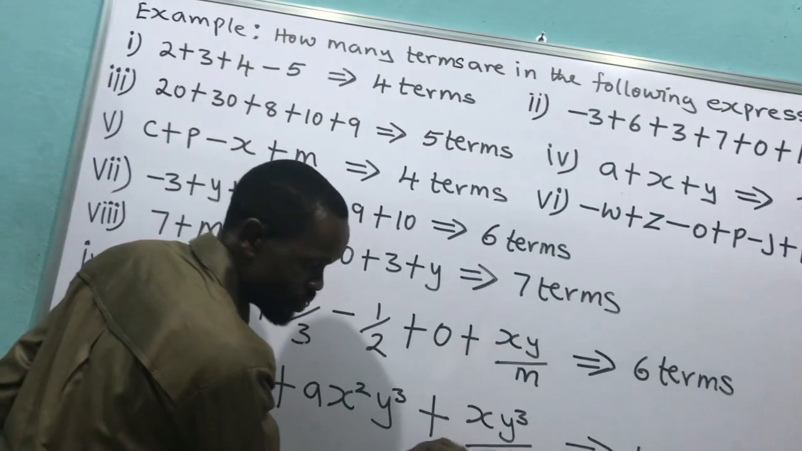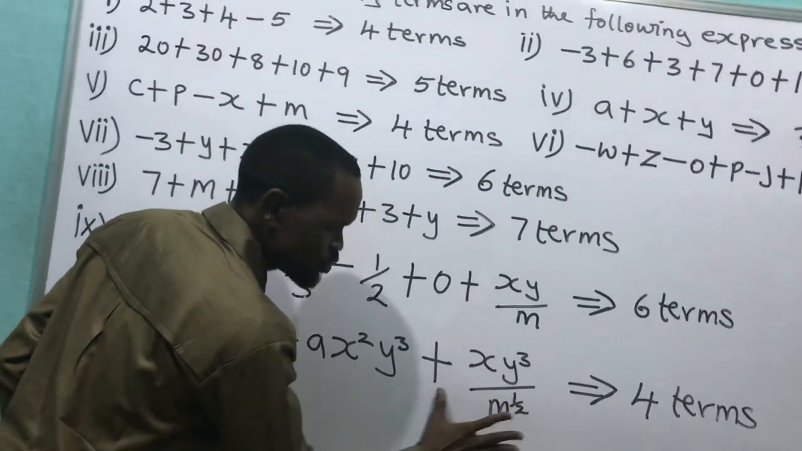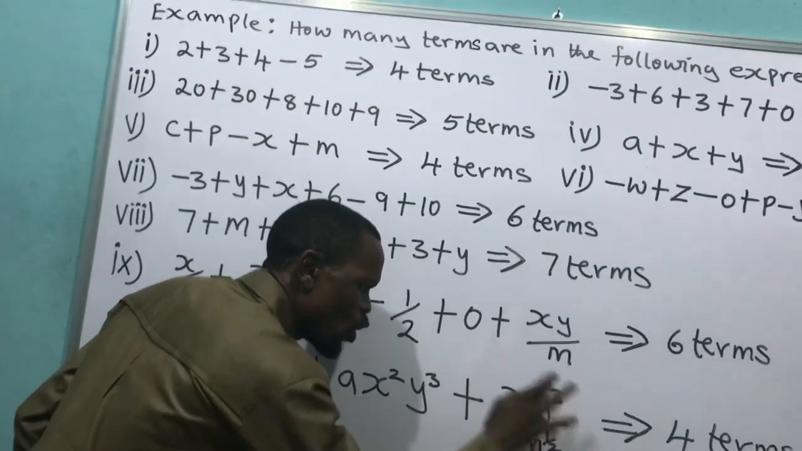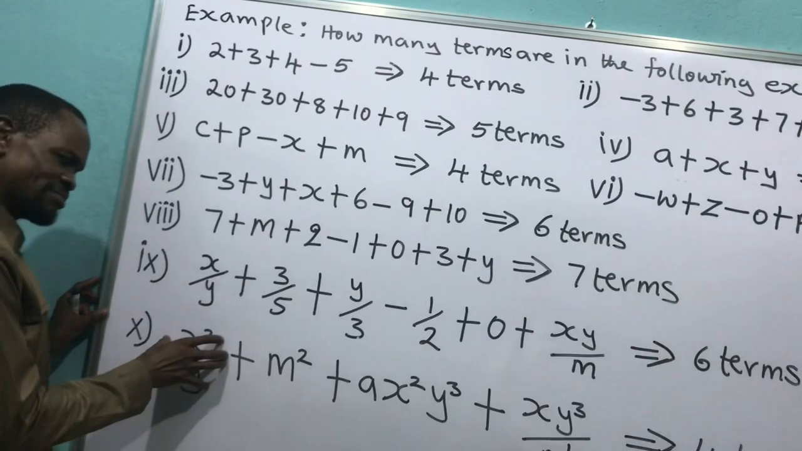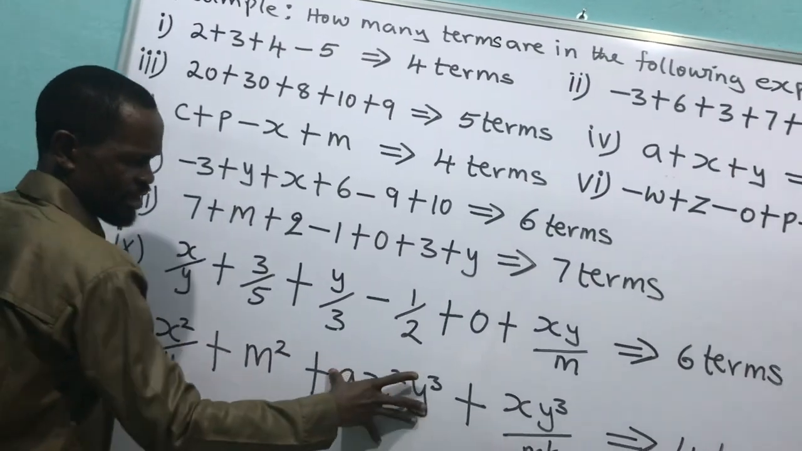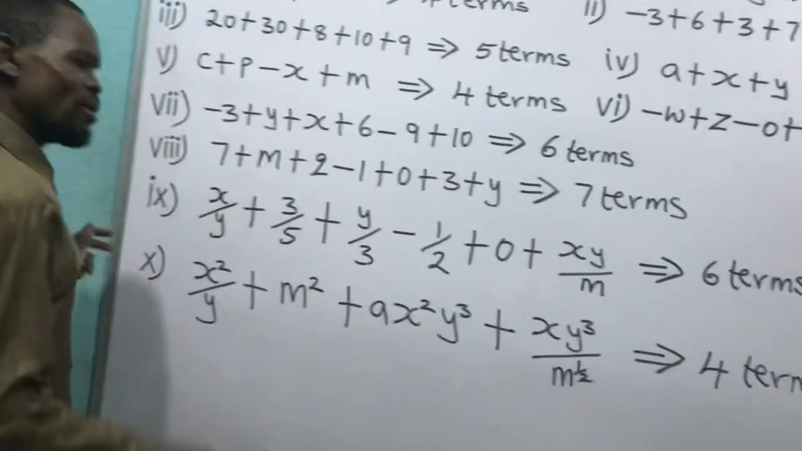X, Y cube is one term. Over M raised to power 1 over 2. M raised to power 1 over 2, this as a whole, all of them is one term. Then let us count how many terms we have here: 1, 2, 3, 4. And I say that is 4 terms. You have seen it now.